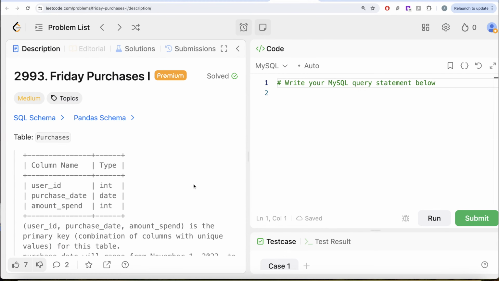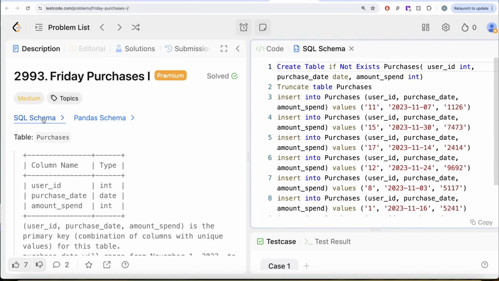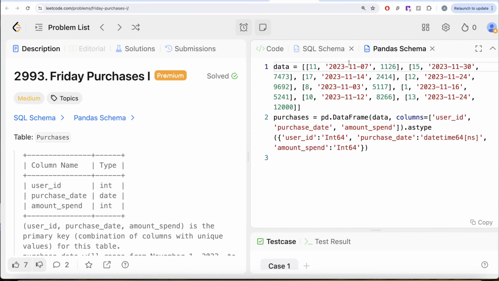This channel, Data Science, is all about trying to learn various concepts of data science by practicing a lot of questions. In this video, we are going to solve this question on Leetcode regarding Friday purchases part 1. The difficulty level of this question is medium, and I'm going to share the SQL schema as well as Pandas schema in the description box below.